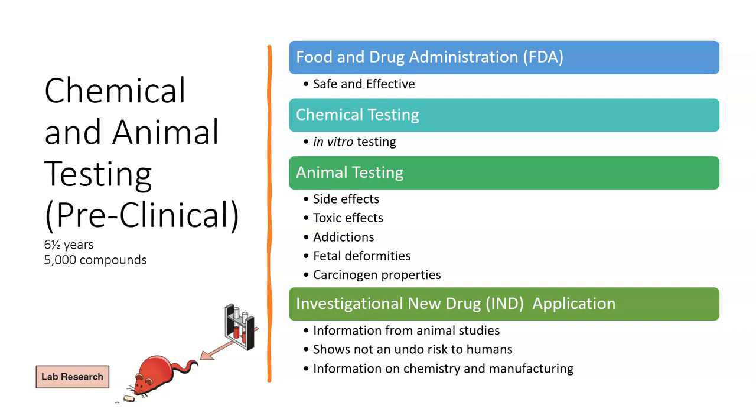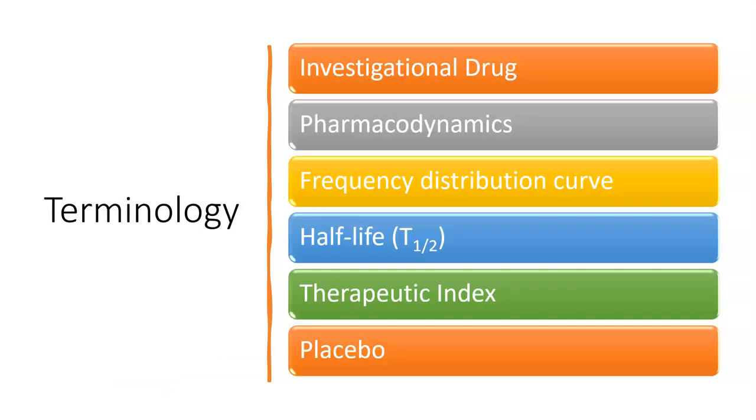So the animal testing is basically referred to as the preclinical trials. This process takes on average 6.5 years, and they will go through about 5,000 different compounds. Now, before we go on to the clinical trials, I'm going to review some terminology with you.